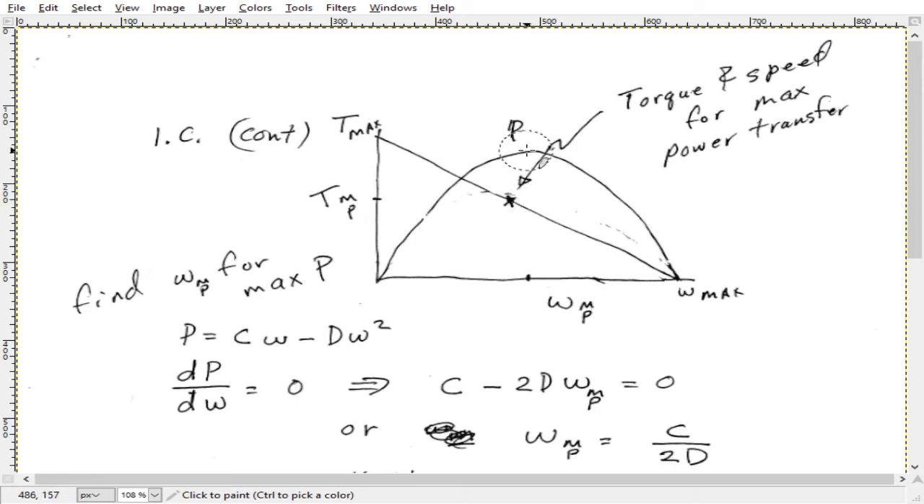Okay, now this should remind you of some of the stuff we were doing earlier in the course when we were talking about the power being extracted from what? Well, from a solar cell, right? We had maximum power point and maximum current point. So anyway, you're going to find this a lot in engineering and technology.